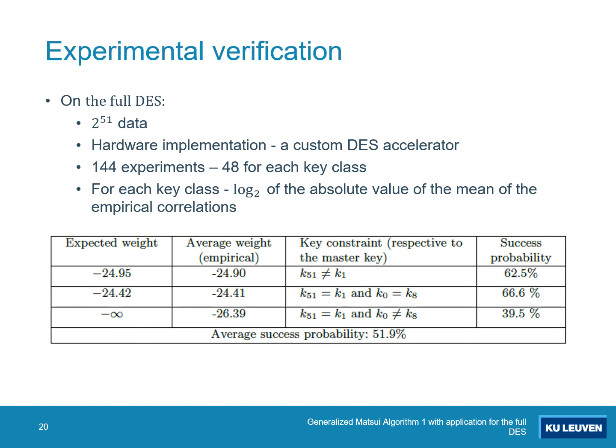In order to interpret our results, for each key class, we computed the base 2 logarithm of the absolute value of the mean of the empirical correlations. The results are described in the second column of the table. We also computed the success probability that a master key of each class is correctly distinguished. The success probability for each class can be observed in the last column.